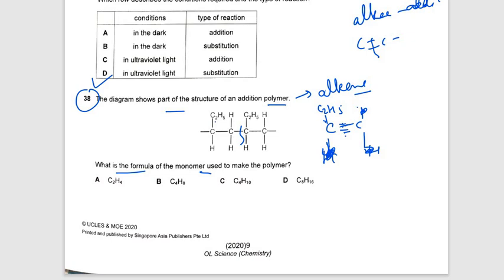So which is matching here? What is the formula of the monomer used in this option? If you count, you have 2, 3 and 4 carbons, so it should be C4, option B and C. Now how many hydrogens do you have? 5, 6, 7 and 8. So option B is the correct one.